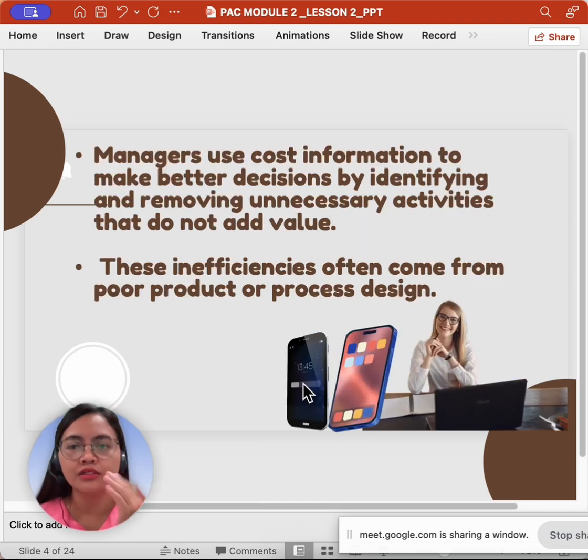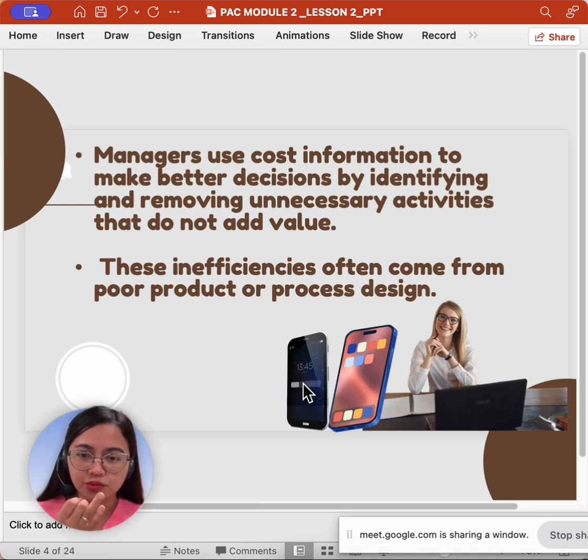Managers use cost information to make better decisions by identifying and removing unnecessary activities that do not add value. These inefficiencies often come from poor product or process design. For example, unnecessary things you add to your product, too many design features, would incur costs. Is it necessary, or does it just add to your inefficiency? Those are questions that you should know and weigh at some point.